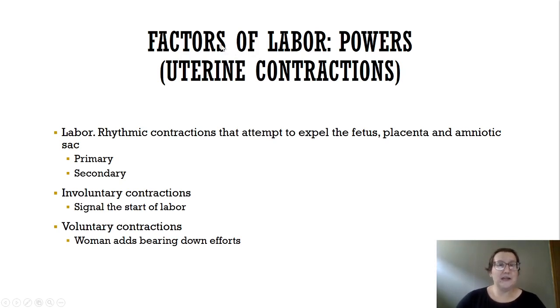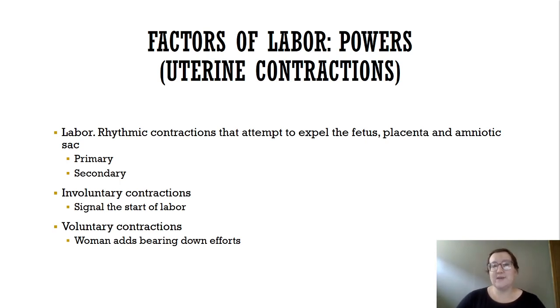All right, next we're going to talk about powers, or those uterine contractions. The soft tissues of the lower uterine segment, which is the cervix, the pelvic floor muscles, the vagina, and the introitus, or the vaginal opening, are all involved in the uterine contraction process.